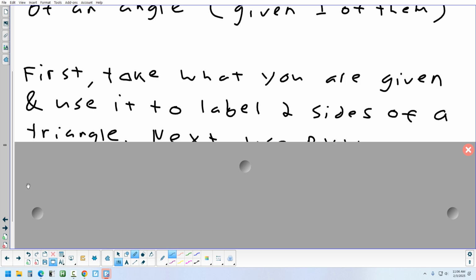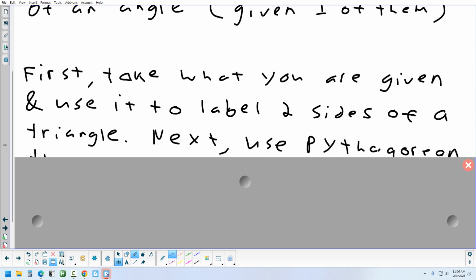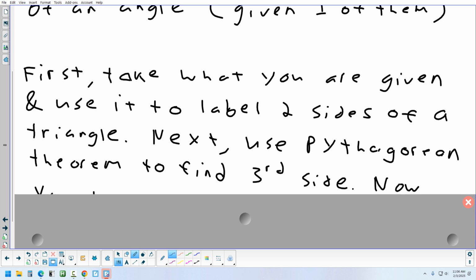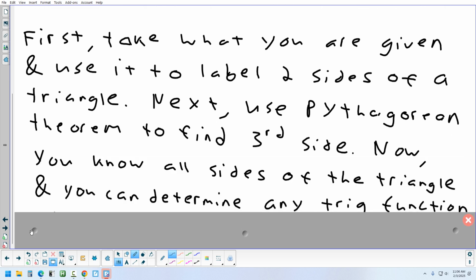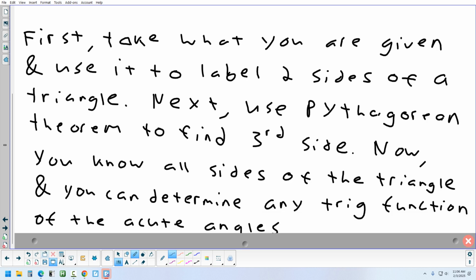Once you've labeled 2 of the sides, how could you figure out the one you don't know? A squared plus B squared equals C squared. Yeah, and what's that called? The Pythagorean theorem. Yep. So once you label the 2 sides that you know from what I give you, you can use the Pythagorean theorem to find the third side. And now, you know all the sides, so you can determine any trig function that they want you to find. But that's the first step. Label the 2 sides, use the Pythagorean theorem, find the third side.